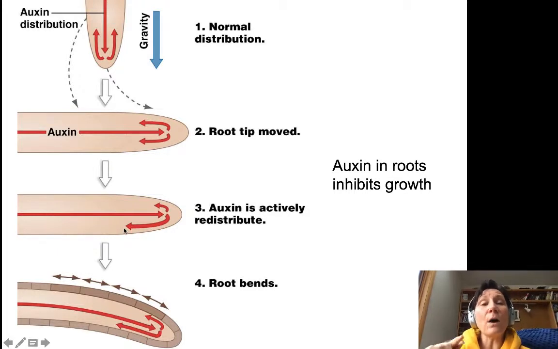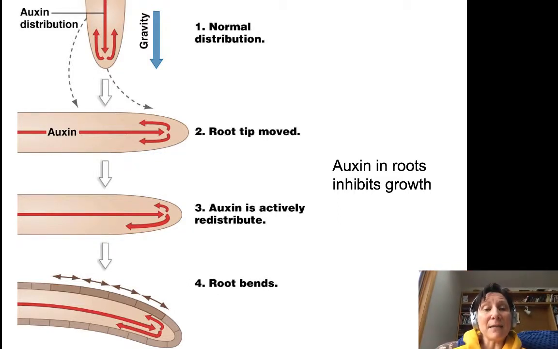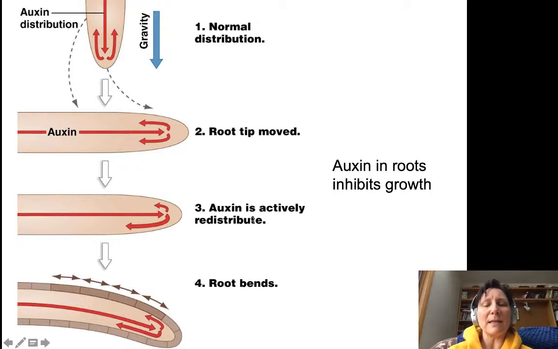And unlike what you see in shoots, this is a really important point. In shoots, auxin initiates cell elongation. Okay, it causes you to bend towards the sun. In this case, what happens? Auxin is actively redistributed. And by the way, don't misunderstand this term. It doesn't actually use ATP. It just means that it gets redistributed, not using ATP in the root.